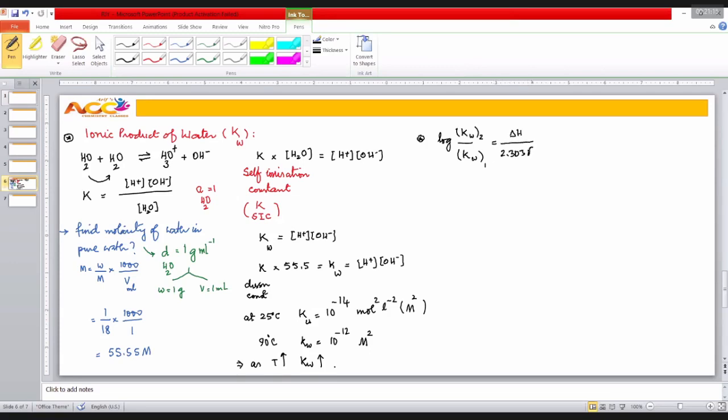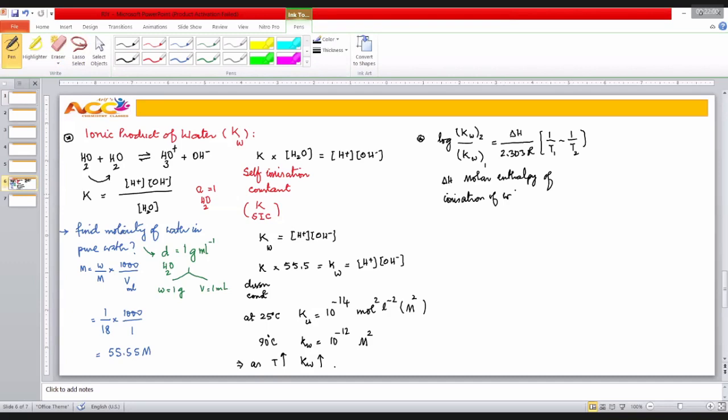2.303 R into, are you able to recall? Yes, 1 by T1 minus 1 by T2. T2 is the higher temperature, T1 is the lower temperature. Delta H. In that chapter you said enthalpy of reaction. Now you have to change your tone and say, no sir, it is enthalpy of ionization. Better to use the word molar enthalpy, for 1 mole. Not just water, sir, let us expand the sentence: molar enthalpy of ionization of water. Very good. It is called molar enthalpy of ionization of water.